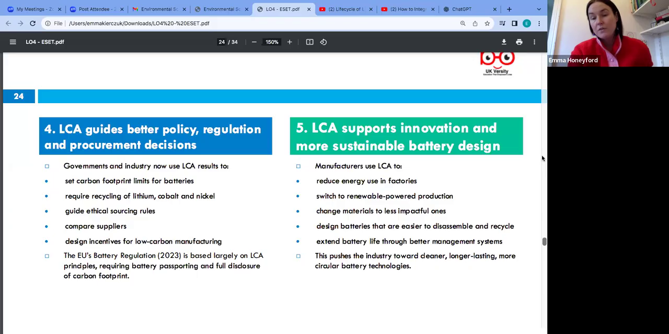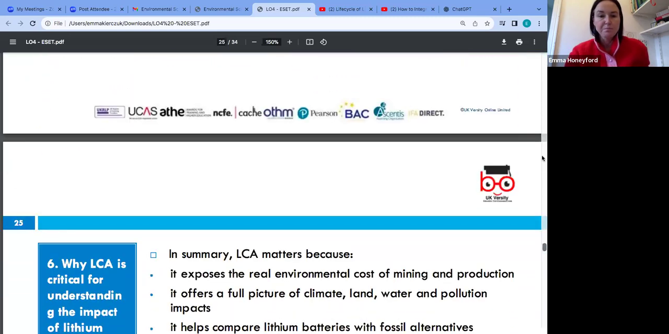Manufacturers use LCA to reduce energy use in factories, to switch to renewable powered production, and there are some other ones in there as well. We won't go into every single one of those, but it's just an awareness of how it has become a really popular and reliable way, used by different sectors, by manufacturing, by governments, when they're making decisions about energy usage and any kind of policy around energy usage. They can back up how valid that energy choice might be by using LCA.